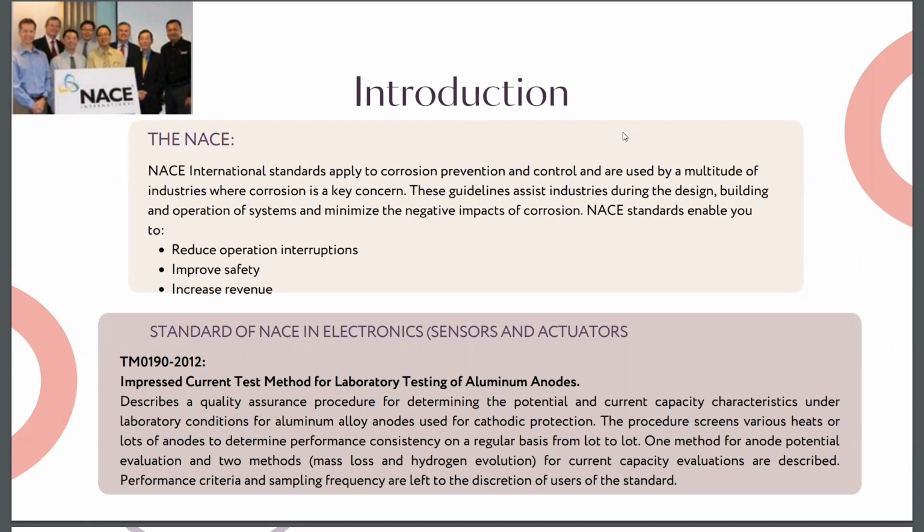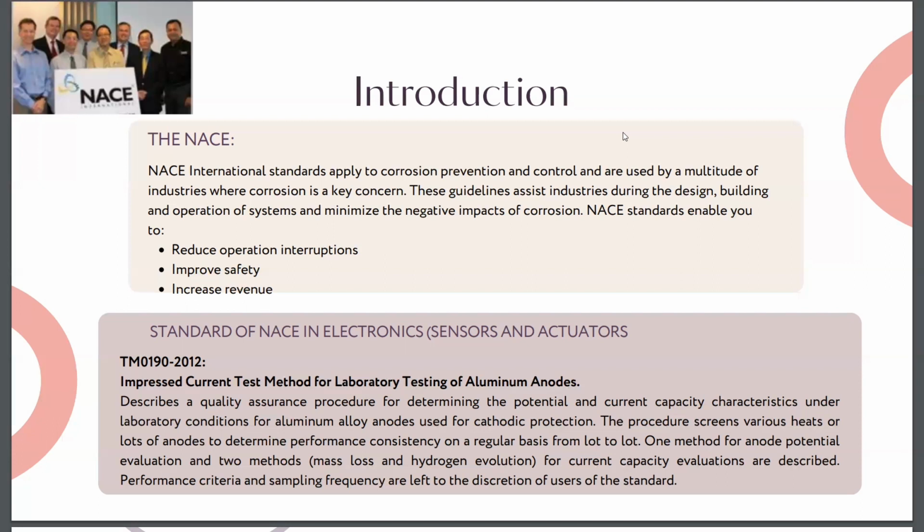And I will present three examples of NACE standards in electronics, specifically in sensors and actuators. The first one is the impressed current test method of laboratory testing of aluminum anodes. This standard describes a quality assurance procedure for determining the potential and current capacity characteristics under laboratory conditions for aluminum alloy anodes used for cathodic protection.